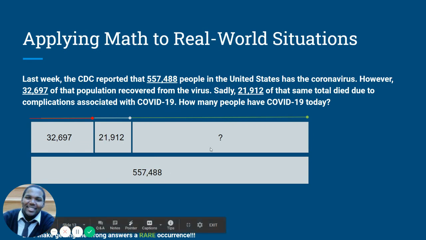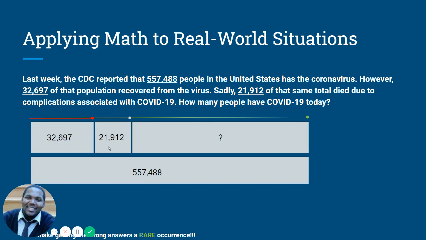Okay. And so if you notice here, I have a line here that's kind of keeping me on track with what's going on in the problem. All right, so what does the 557,488 bar represent? That's right. The total people that the CDC reported having the coronavirus in the United States. All right. So you can say that that's our total. It's the biggest number that we have. That's the number of people that we know that have had the coronavirus.